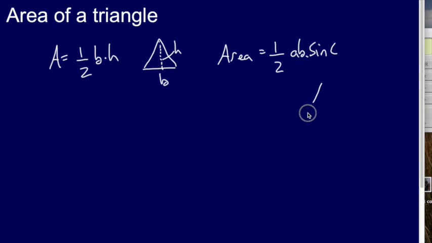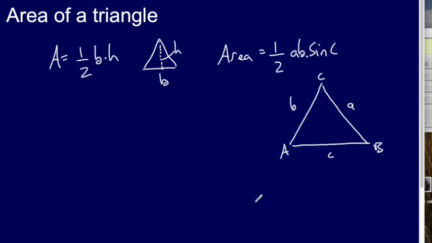Okay, so if you're looking at a triangle, let's label these as angle A, B, C. And remember that the opposite side is always the lowercase of the letter of the angle. So A is opposite little a, B is opposite to little b, and C is opposite to little c. So what this is saying is that a and b are the two lengths that we need to use, and sine C is the angle we need to use here.